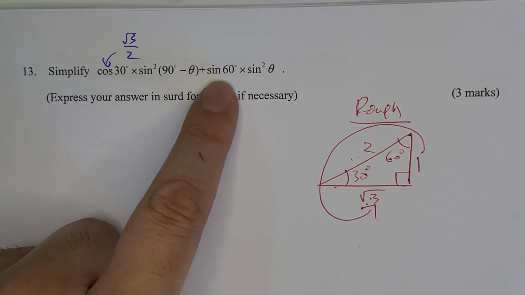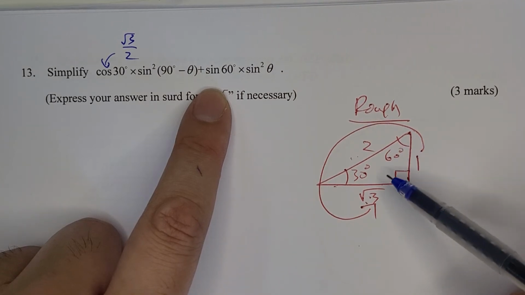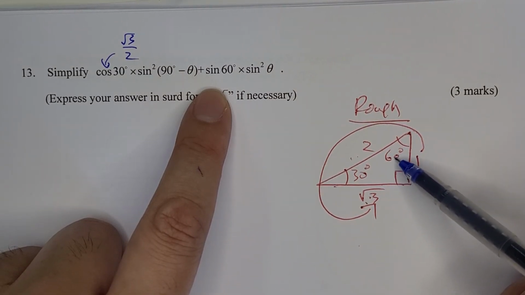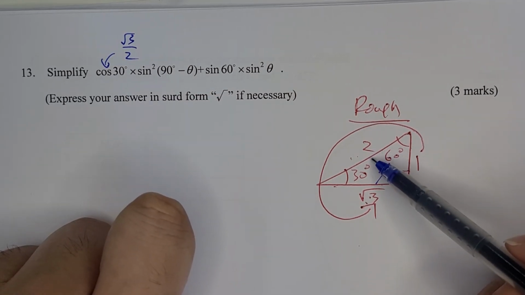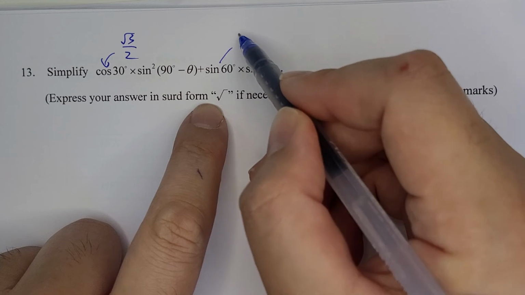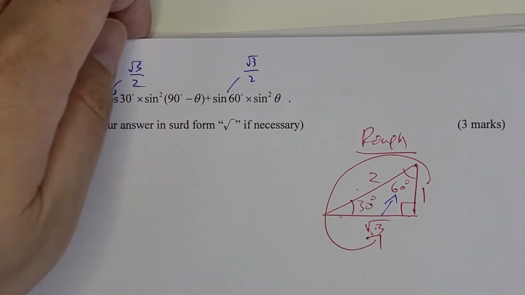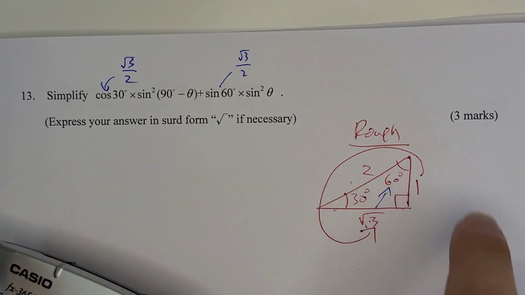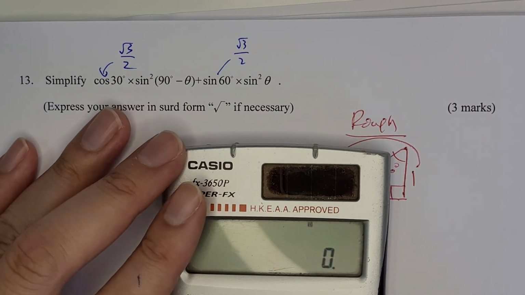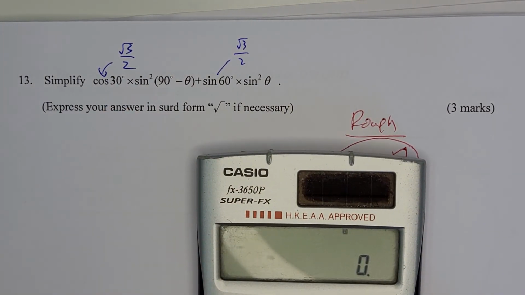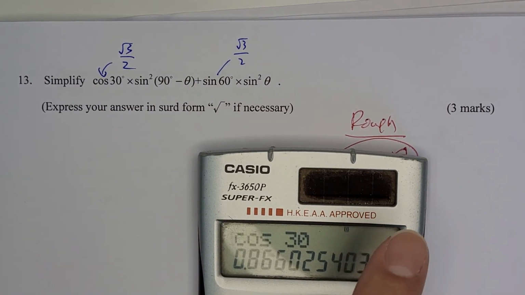And how about sine 60? Again, when you look at this 60, the side opposite to 60 is this one. Opposite side over hypotenuse, again, square root 3 over 2. Some of you think, oh, I don't know how to get this. I really forgot how to draw this triangle. Then what we can do, one more method: you use a calculator. Cosine 30, you get this value, very accurate, right? So that's the hint.